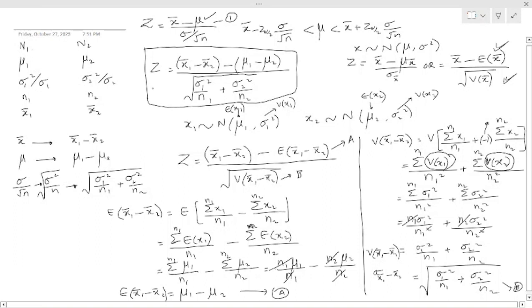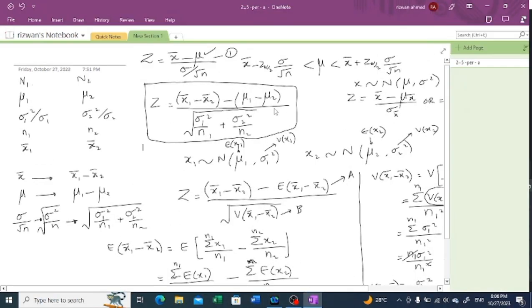Now, in the next video, we are going to apply this formula in the sampling distribution on a specific data set.